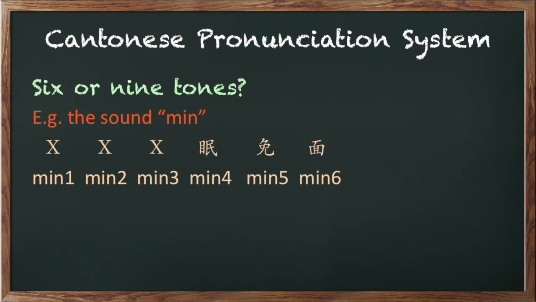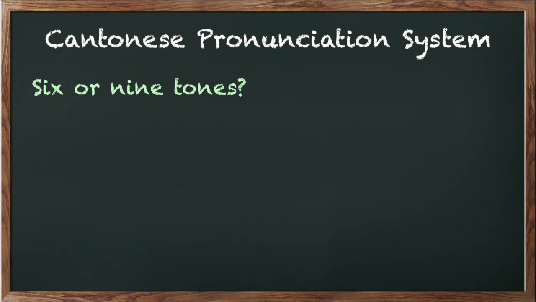Let's say, min. Only the corresponding characters of tone 4, tone 5 and tone 6 can be found. We don't have the characters of tone 1, tone 2 and tone 3, though we can pronounce them. And you may ask if I can show you the other 3 tones.